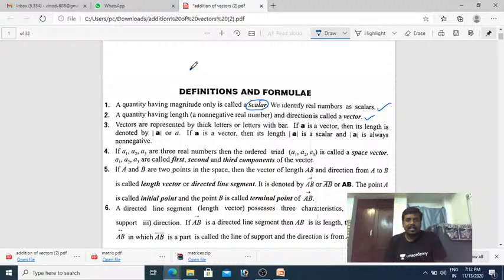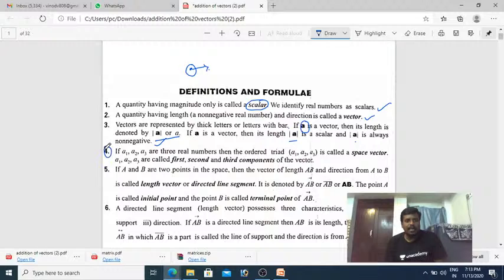Suppose a particle has some weight and it goes to one place, to the positive side or negative side. So this particle has one direction and a magnitude, then it is called a vector. A vector has a displacement also. Vectors are represented by thick letters with a bar. Here capital A is a vector, and its length is denoted by modulus of A or small a. If A is a vector, then its length mod A is a scalar. Mod A is always non-negative.